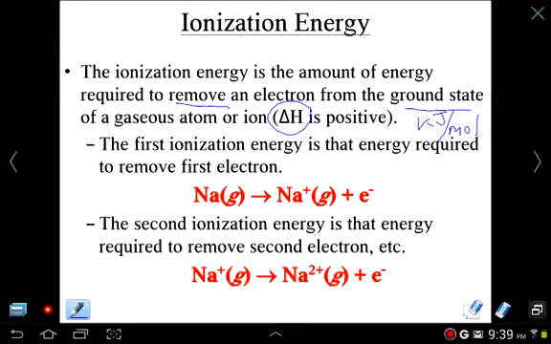So the first ionization energy measures how much energy it takes to remove the first electron. You can write the equation looking like this. Here's sodium elemental, and here it's lost its electron. The second ionization energy, now we have sodium plus, now we're removing the second electron. And we can talk about the third, the fourth, and so on. And this is the definition of ionization energy. How much energy it takes to ionize the element. And by ionize, we mean make it into a plus charge, positive charge.